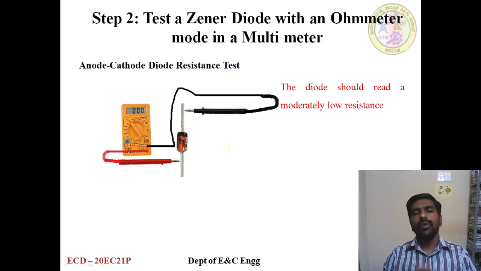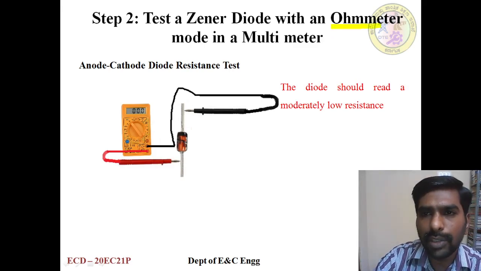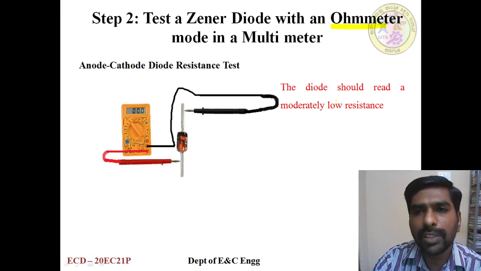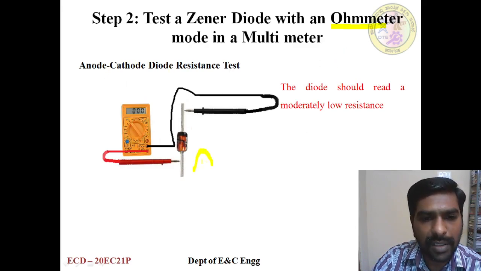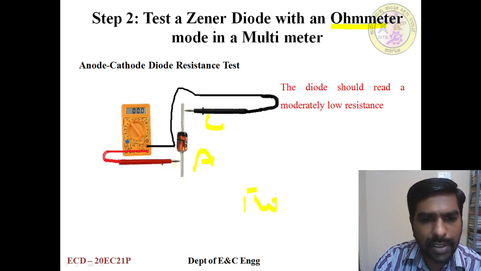There is another mode in which we can test the Zener diode, using the ohm meter. The ohm meter has two concepts. You can place the multimeter in ohm meter mode, that is resistance, and we need to measure both resistances. One is anode to cathode, which we can call the forward resistance. Forward resistance means positive is connected to the anode and negative to the cathode.